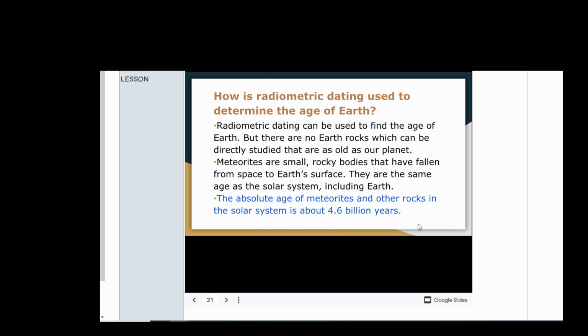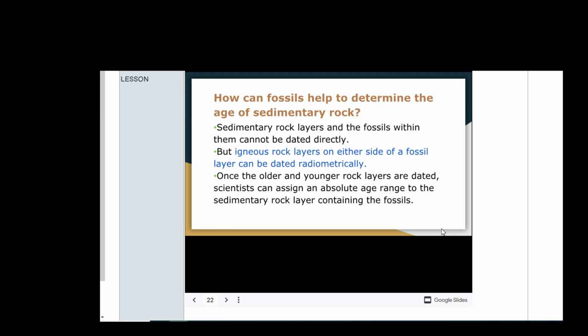Radioactive or radiometric dating is used as far back as 4.5 billion years. It was how we determined the age of the solar system by looking at those meteorites that first landed on Earth. We don't use it in sedimentary rock. Those fossils can't be dated directly. We have to put them basically in a time frame based on the rocks around them. So we'll date the rocks around them, and then everything in those rocks that's fossils is going to be around the same time.